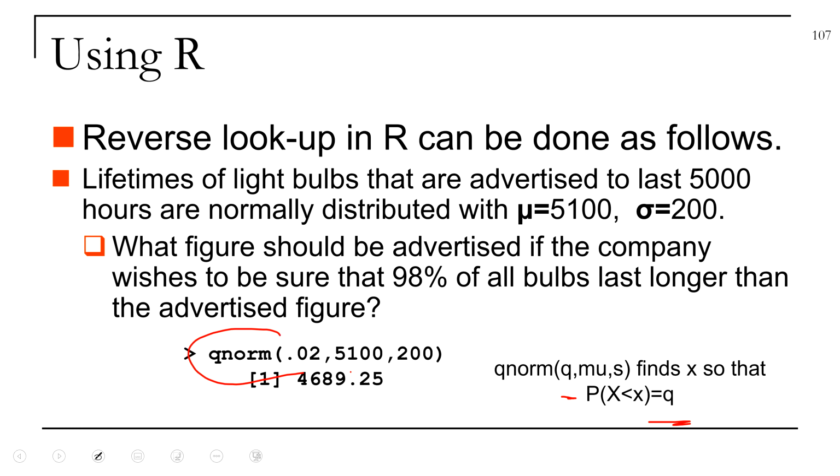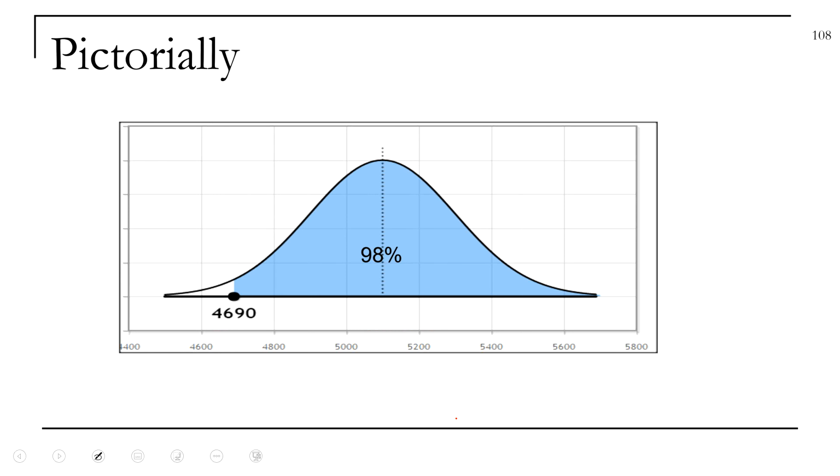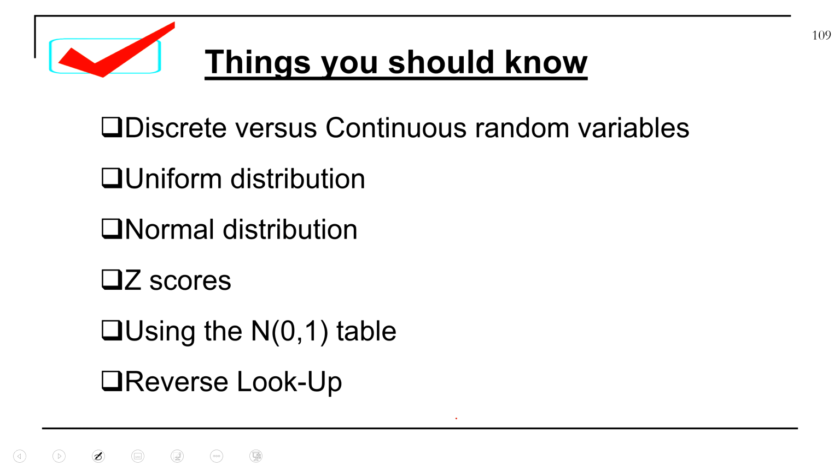So here we're asking, what is the value of X such that the area to the left of X is 0.02, 2%, and it turns out to be 4689. So we call that reverse lookup because normally you have a value and you want to find a probability. We're reversing that. Now we have a probability and we want to find a value. So if you're at 4690, 98% of the area is to the right of you, 2% of the area is to the left of you.